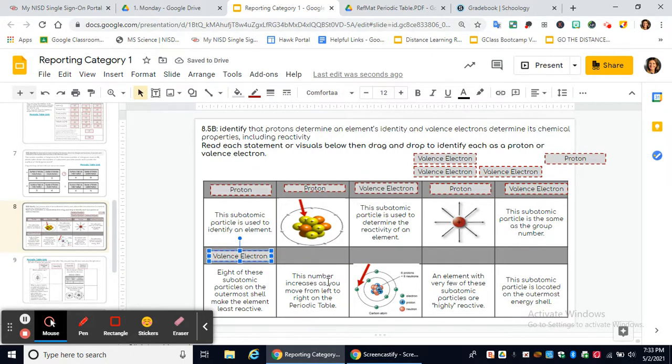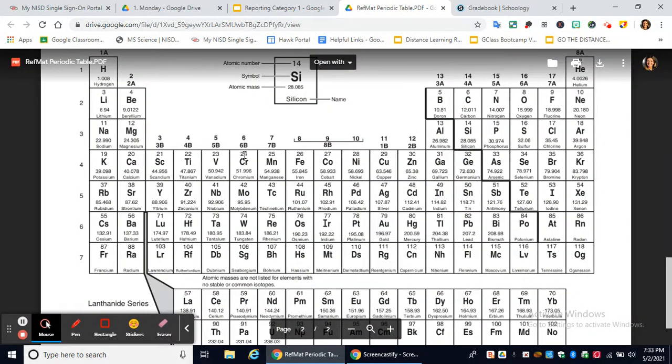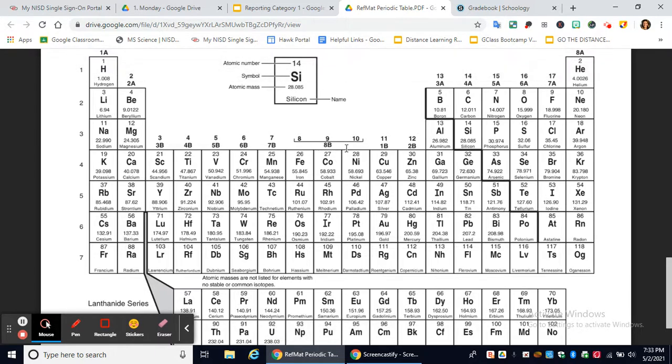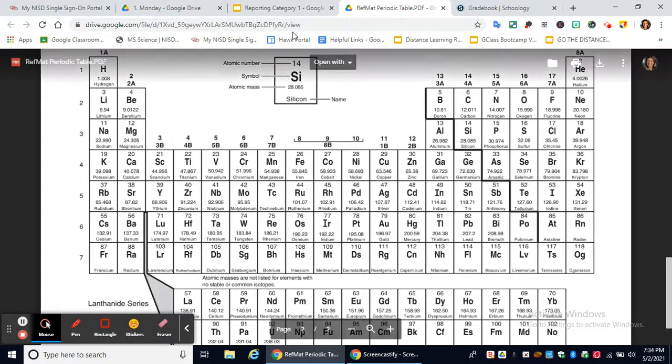This number increases as you move from left to right on the periodic table. That's your valence. Your protons increase in number as you go from left to right on the periodic table. So you see 24, 25, 26, 27, 28. The atomic number identifies the element. Every element has its own number of protons. Okay, and they increase left to right.